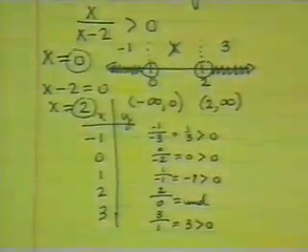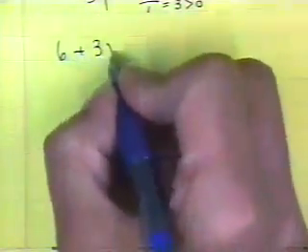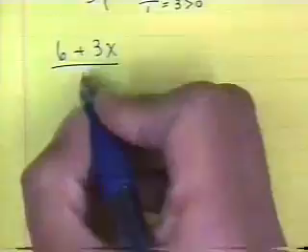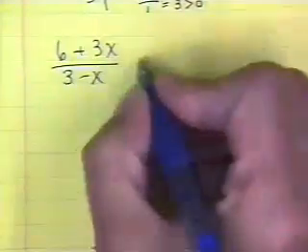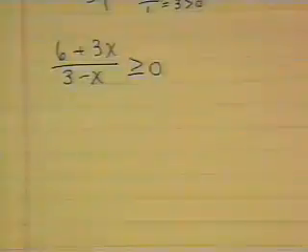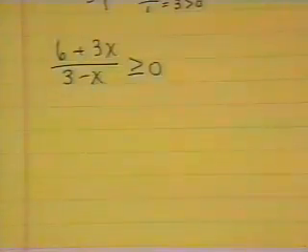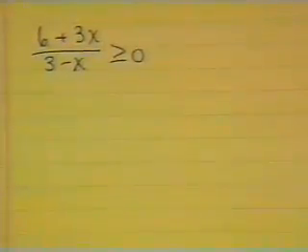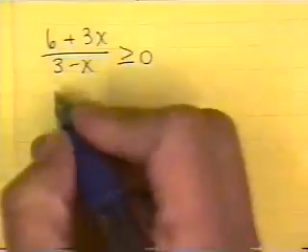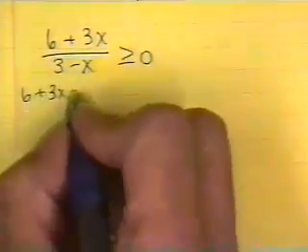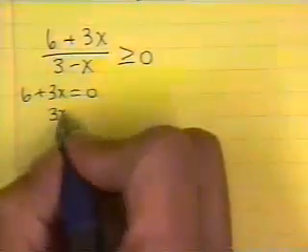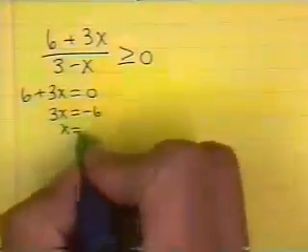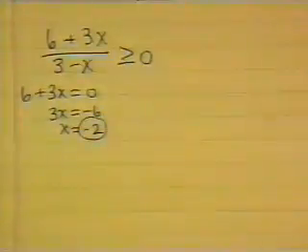Let's look at one more example of a rational inequality. We have (6 plus 3x) over (3 minus x) is greater than or equal to 0. And again, your first step, of course, is going to be to find your critical points. So we set each one of our factors equal to 0. So we get 3x is equal to -6, or x is -2. That's one of our critical points.